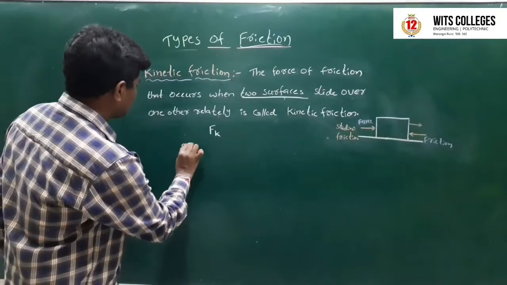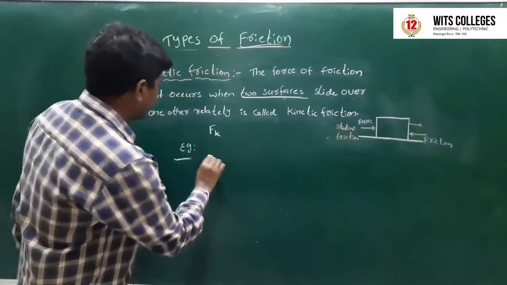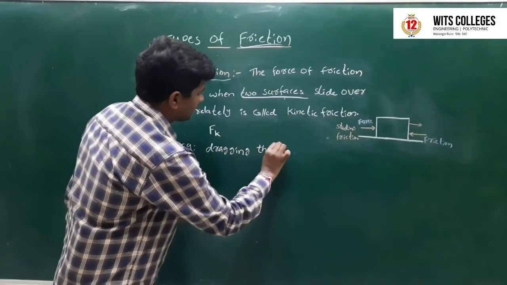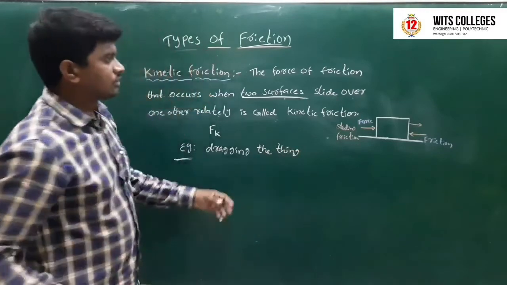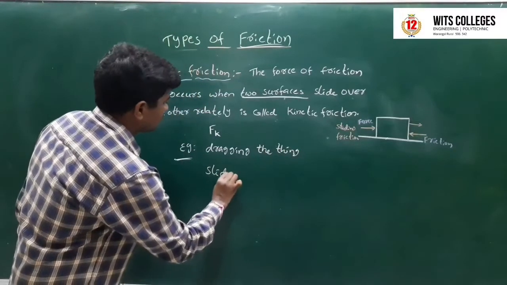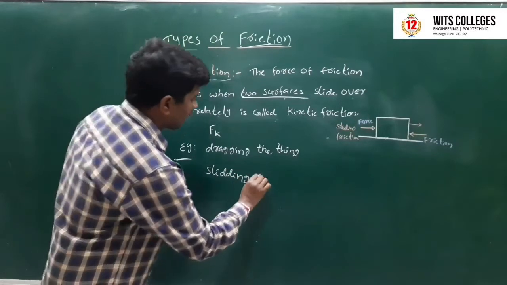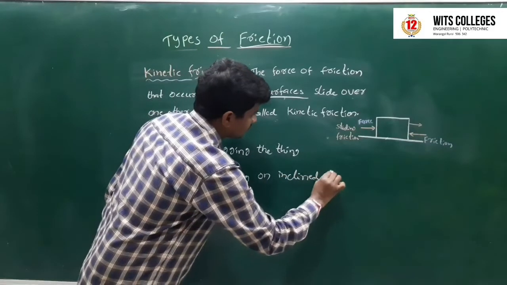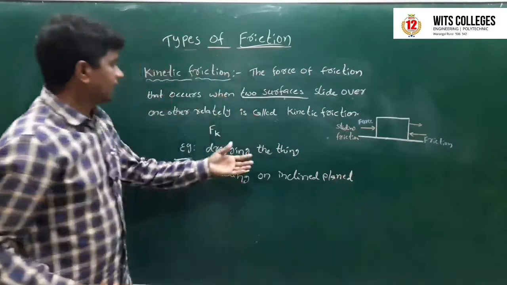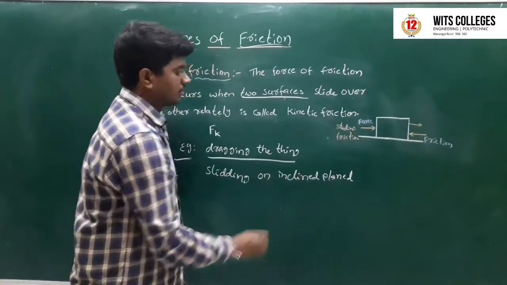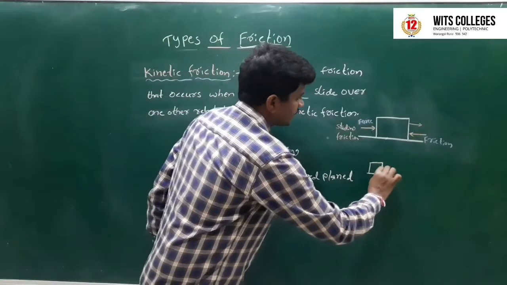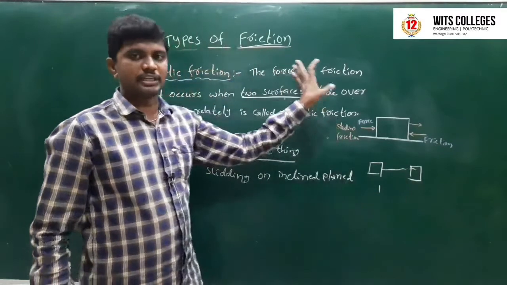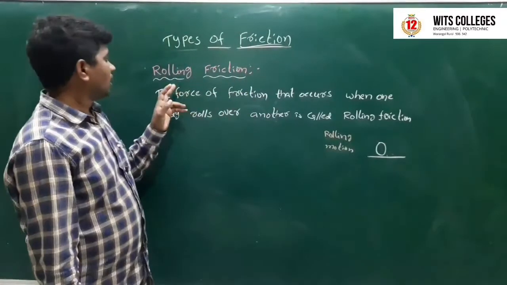Examples of kinetic friction: dragging things, sliding on an inclined plane. For example, when an object is dragged from one place to another place, it is called kinetic friction.